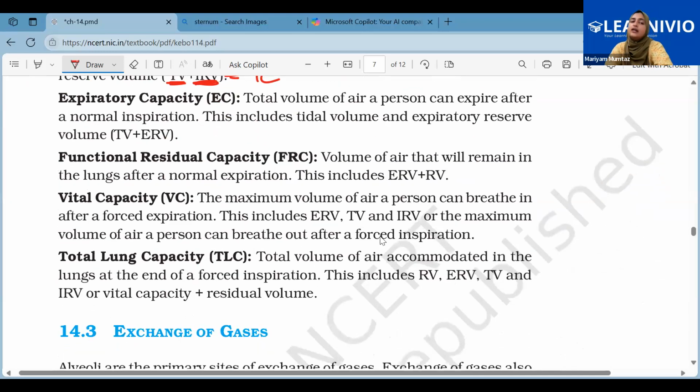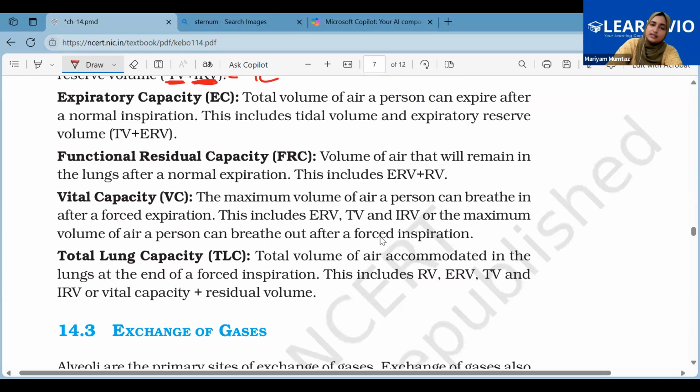Second comes the expiratory capacity, meaning the volume of air that a person can expire after normal inspiration, like normal breathing in, the amount of air that you can normally breathe out. So that will be tidal volume plus the ERV, that is expiratory reserve volume. Clear? Yeah.